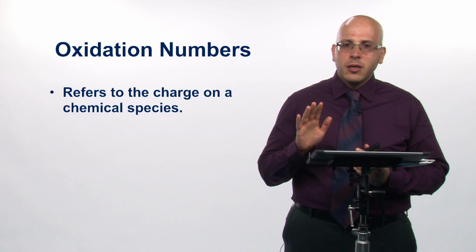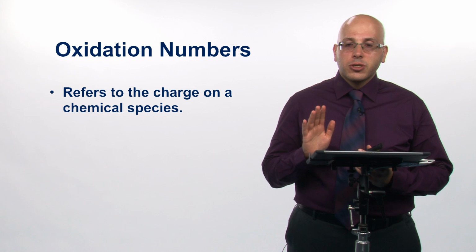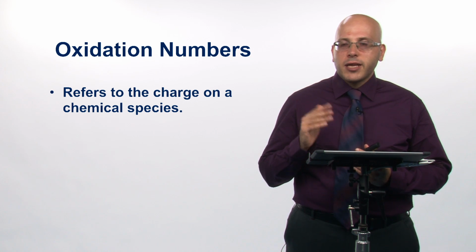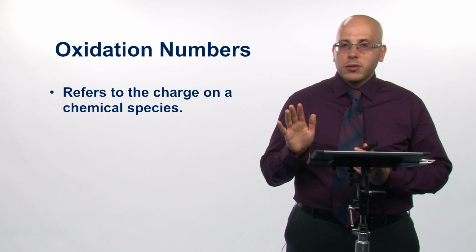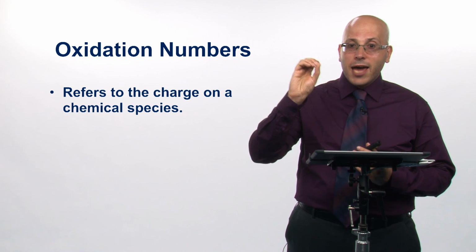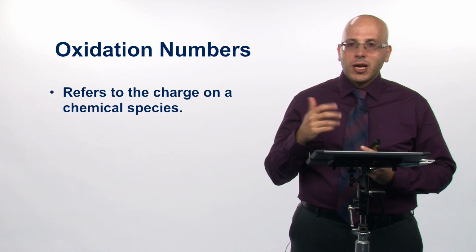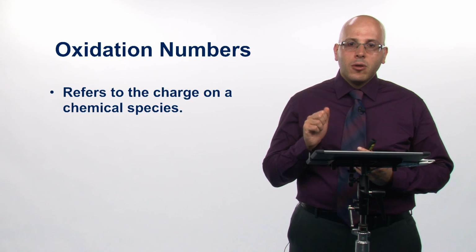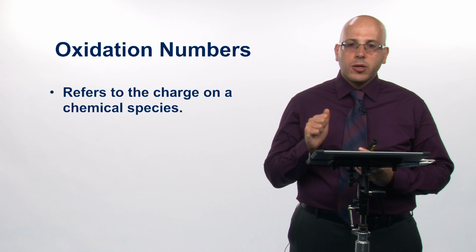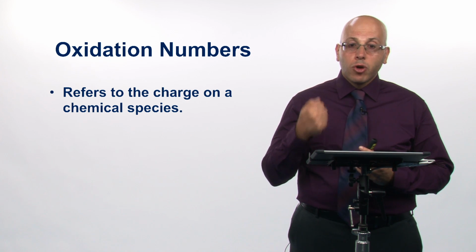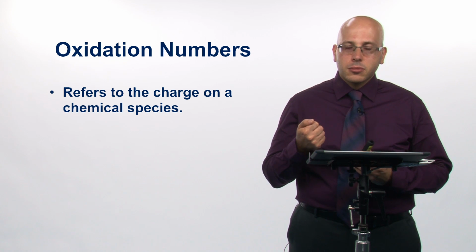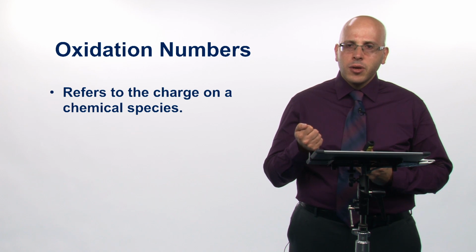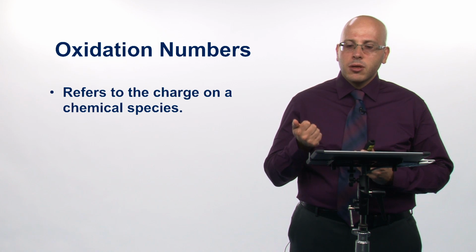So if it's an ion, it's very easy. It's just whatever the charge is on that ion. If it's an atom, it's even easier, right? The oxidation number is 0 because the atom itself is neutral. The one that's a little more complicated is a compound or a polyatomic ion. And so here we have to look at what the charge would be on each individual atom if it were to be an ion.